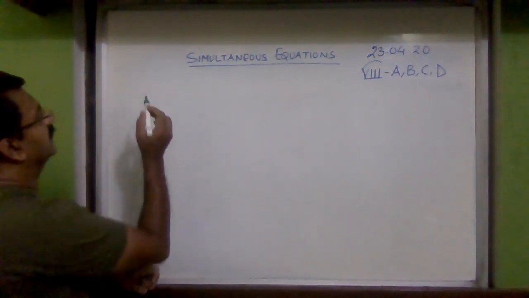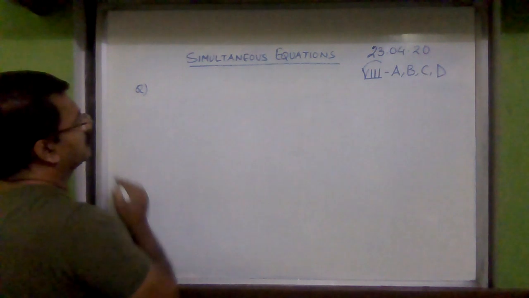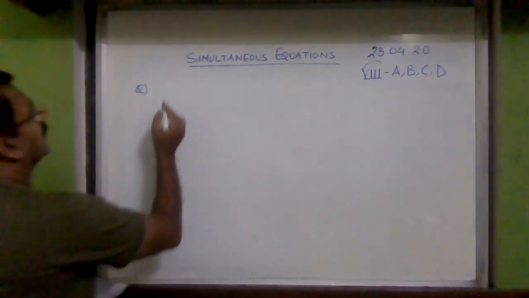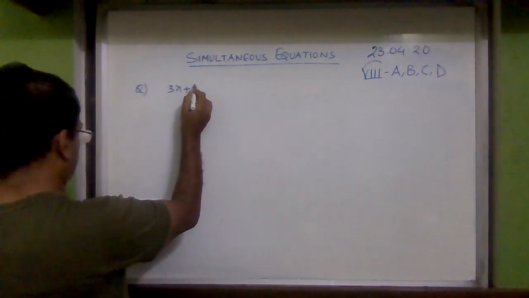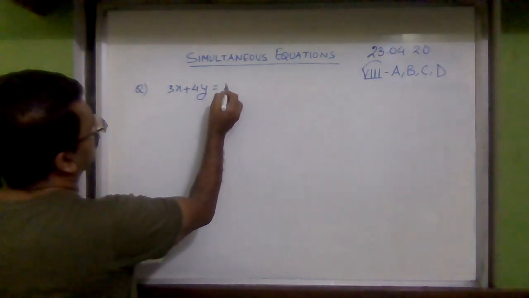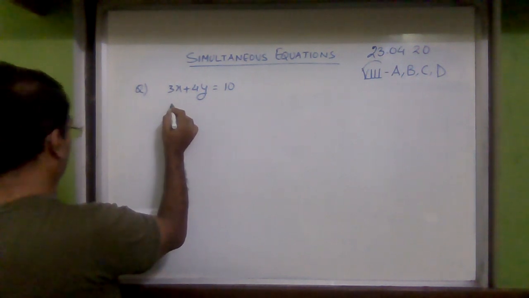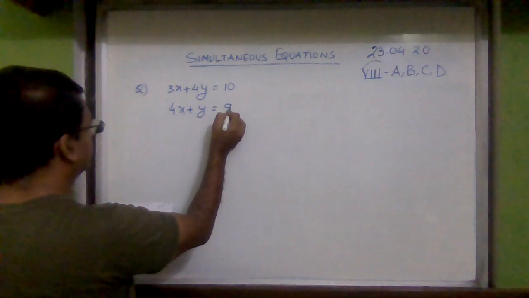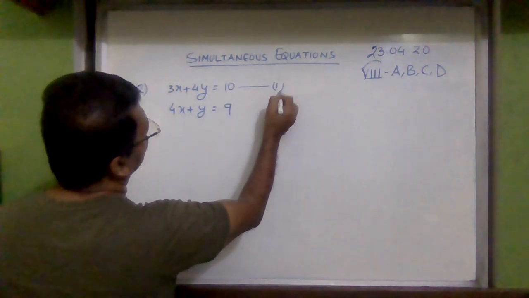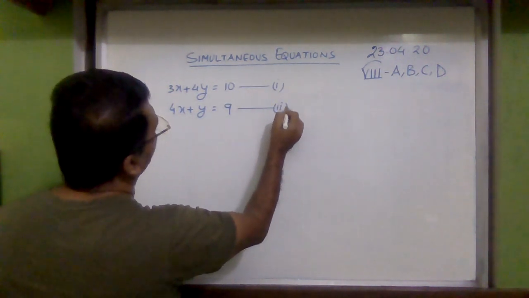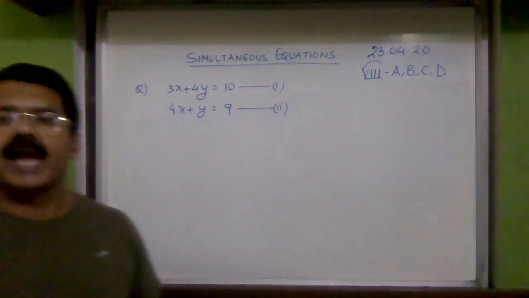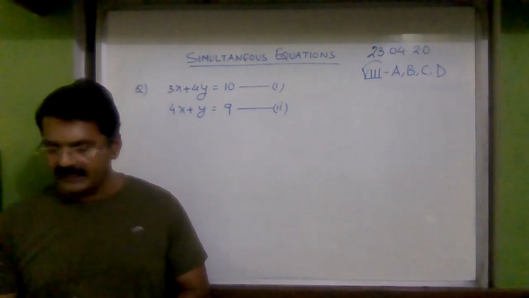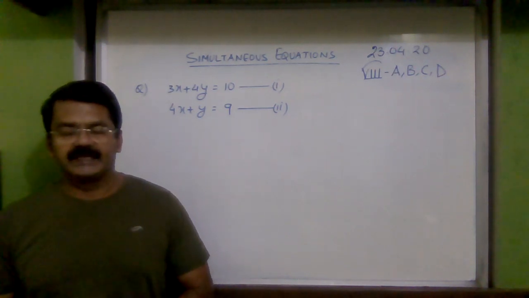So the first question is, suppose there are two equations. So first equation is 3x plus 4y is equal to 10, and the second equation is 4x plus y is equal to 9. There are two equations, okay, and now we have to solve these two equations to get the values of x and y.